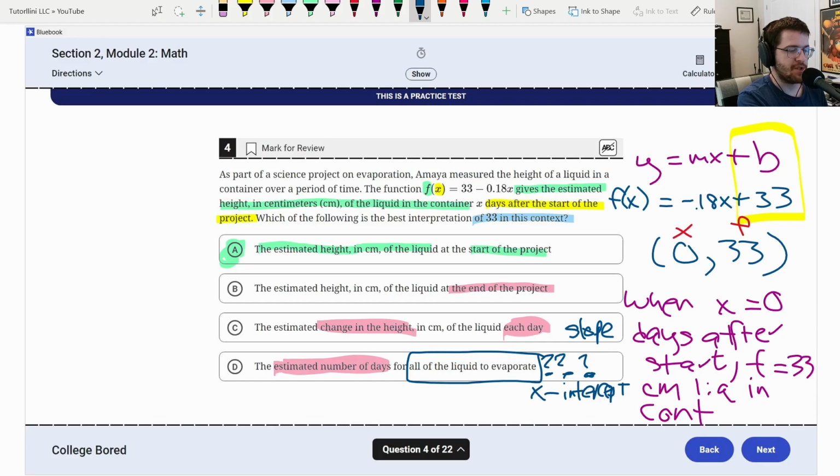And then B is just asking us about some point that we just kind of don't know about. Really only A is talking about the y-intercept. So all these other guys are wrong, and our answer is A.